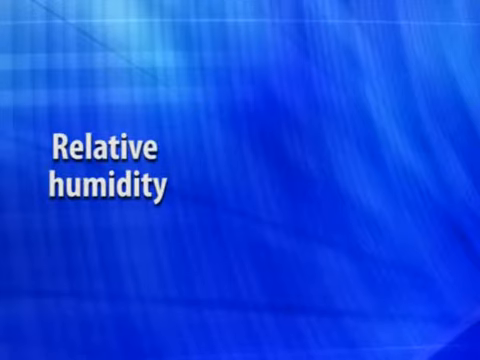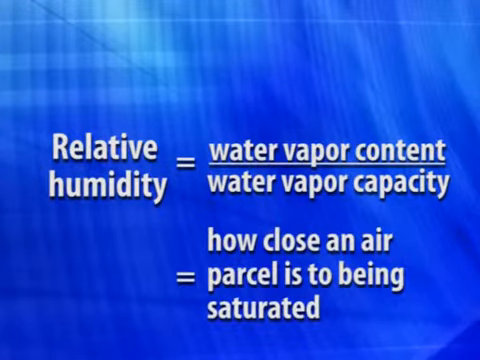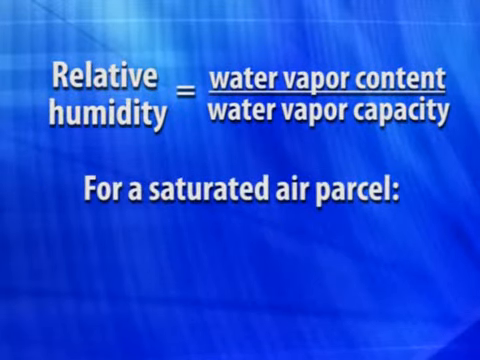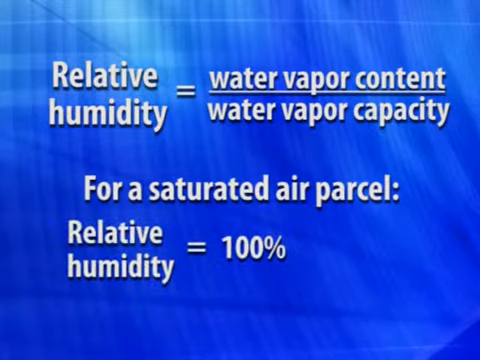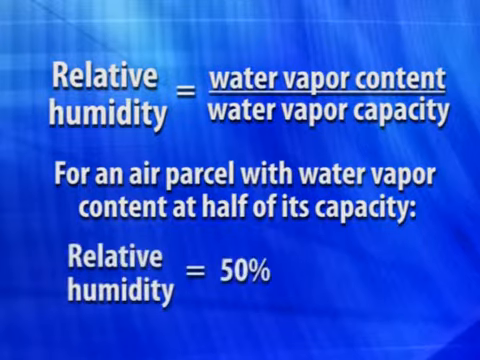Relative humidity is the ratio of actual water vapor content in the air to the total water vapor capacity of the air. In other words, it tells us how close an air parcel is to being saturated. Like we said before, a saturated air parcel will have a relative humidity of 100%. However, if an air parcel only contains half the water vapor it can possibly hold, or half its capacity, its relative humidity will be 50%.